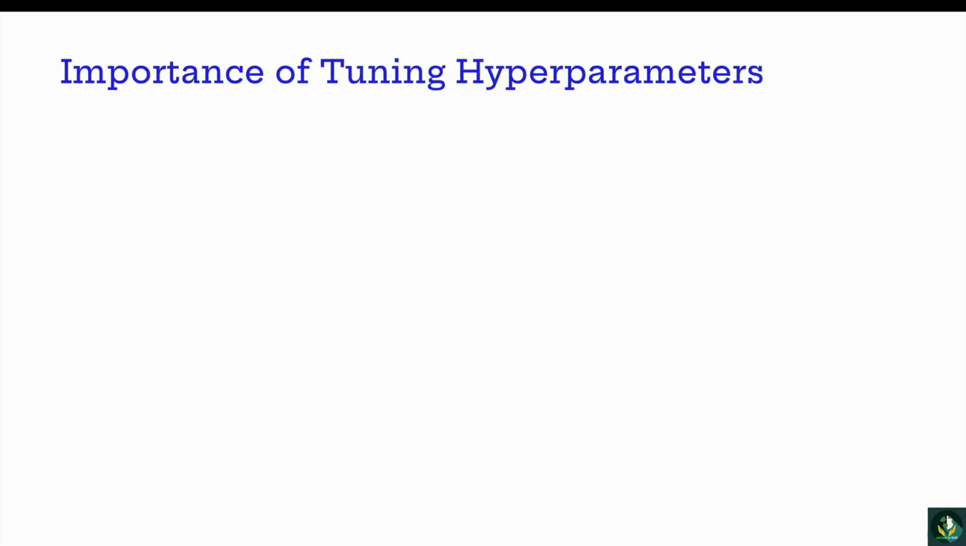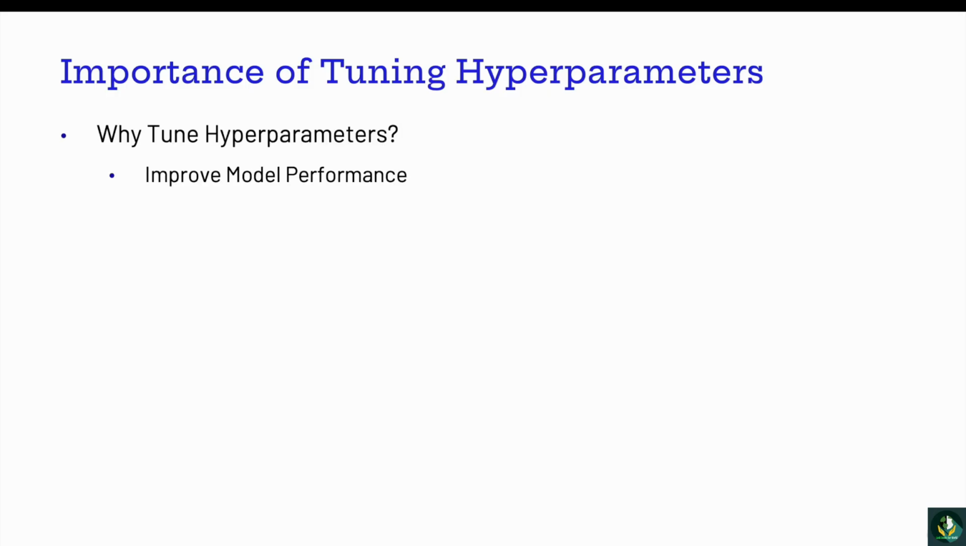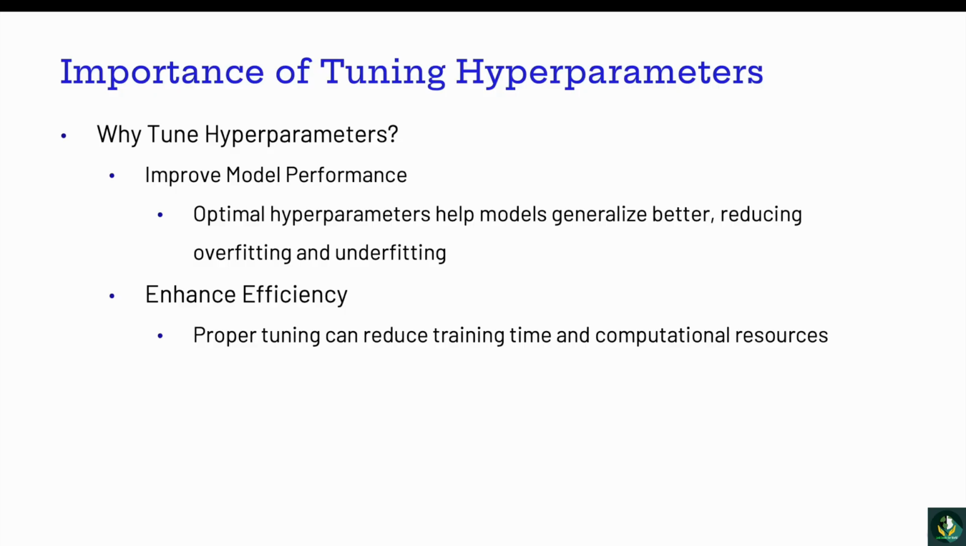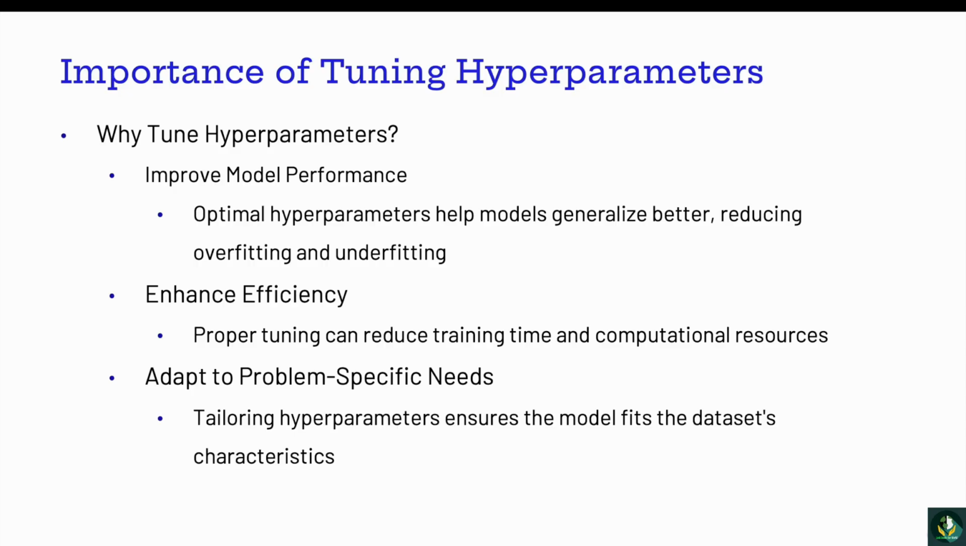Now let's talk about the importance of tuning hyperparameters. Why tune hyperparameters? First, it improves the model performance. Optimal hyperparameters help models generalize better, reducing overfitting and underfitting. Enhance efficiency: proper tuning can reduce training time and computational resources. Adapt to problem-specific needs: tailoring hyperparameters ensures the model fits the dataset's characteristics. And these are some of the things that we have already noticed.